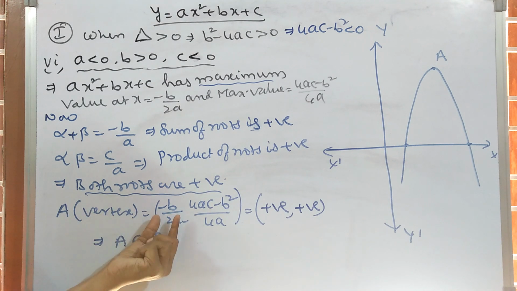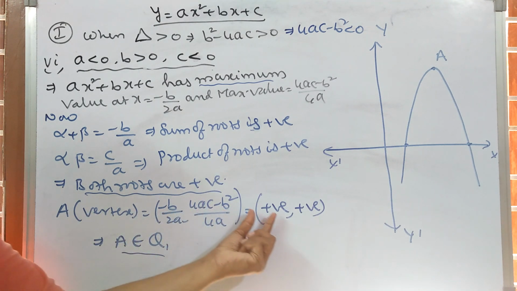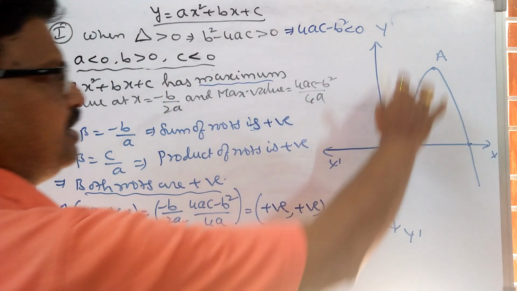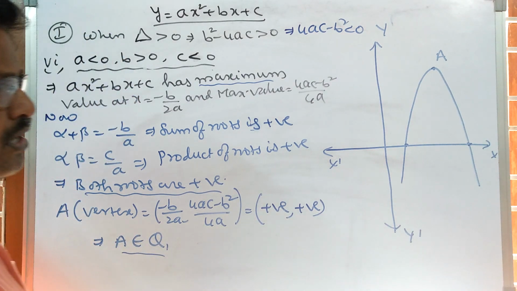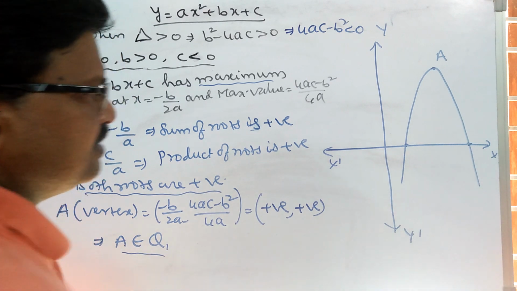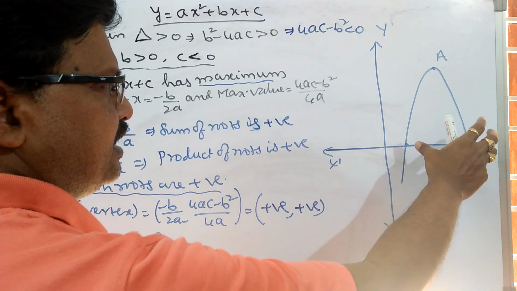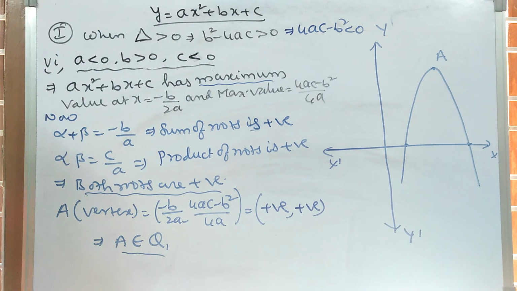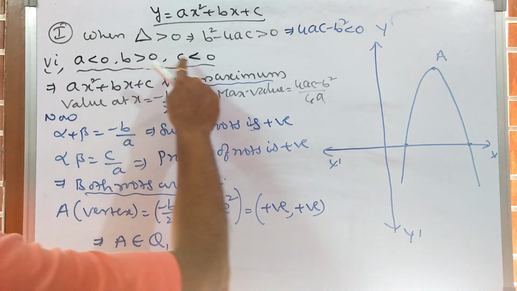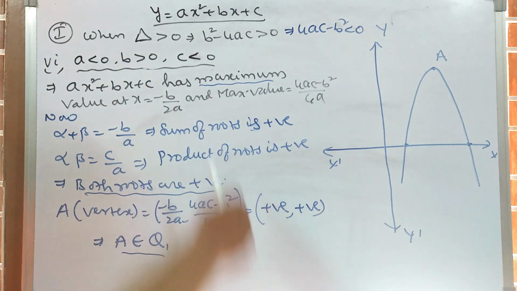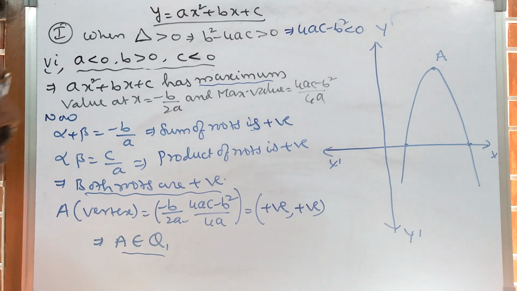So A vertex is equal to minus b by 2a, 4ac minus b square by 4a, which is nothing but positive comma positive. That's why A belongs to Q1, and it is having the maximum value. That's why the parabola is a downward parabola. So this is the parabola we are getting, and it intersects the positive x-axis at 2 points, 1 and 2. That indicates that it is having two positive real roots in this case. Whenever a is less than 0, b greater than 0, c less than 0, this quadratic equation ax square plus bx plus c will have two real roots.